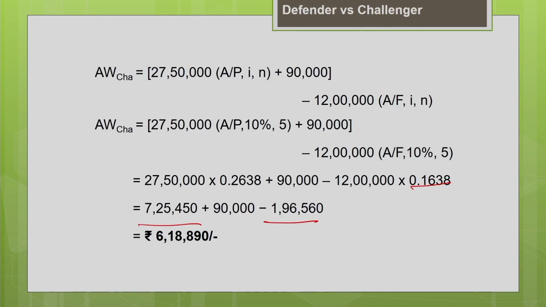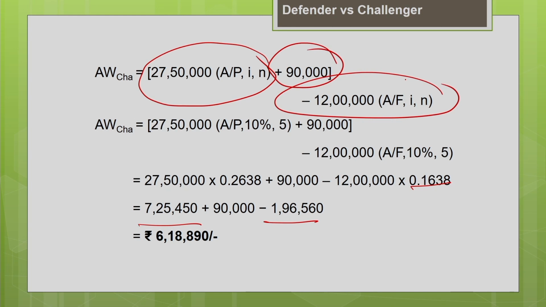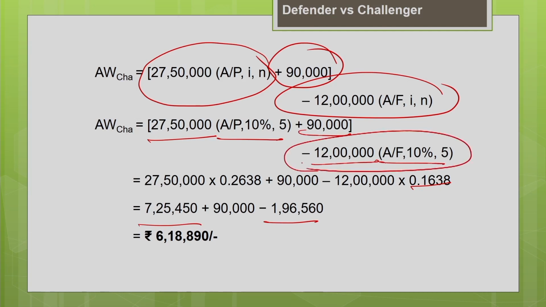So, let me now summarize. We are finding the annual worth of the challenger. Here we are finding the equivalent annual cost of the initial cost of your challenger, plus the operating cost, minus the equivalent annual cost of the salvage value. To find the equivalent annual cost of the initial cost, you have to multiply by the uniform series capital recovery factor, then add it with the operating cost. Then your salvage value, you multiply by the uniform series sinking fund factor, and then subtract it from the cash outflow. This is the cash inflow. So, these two are cash outflows. The 7,25,450 is your equivalent annual cost of the initial cost of the machine.